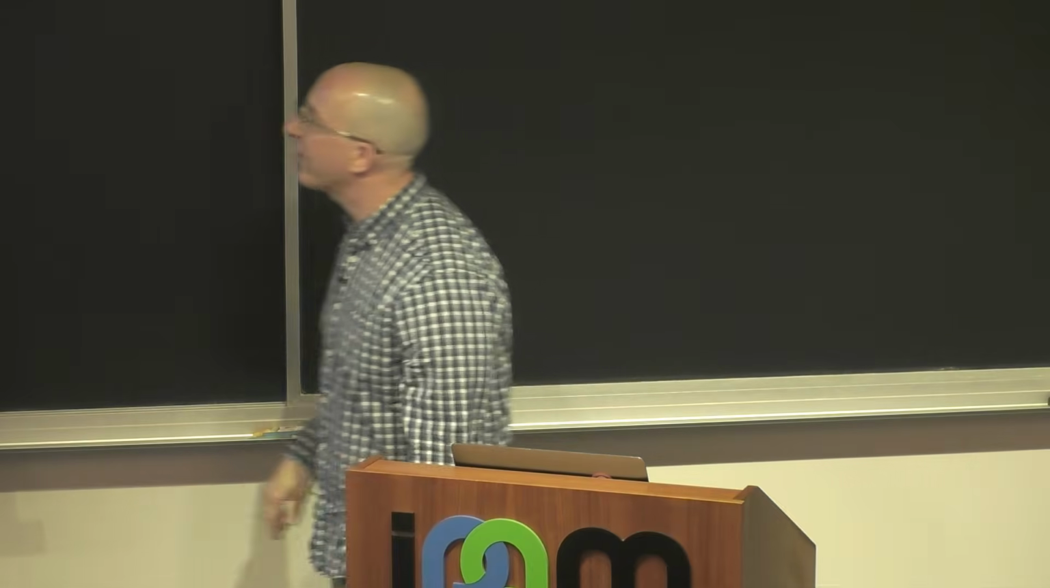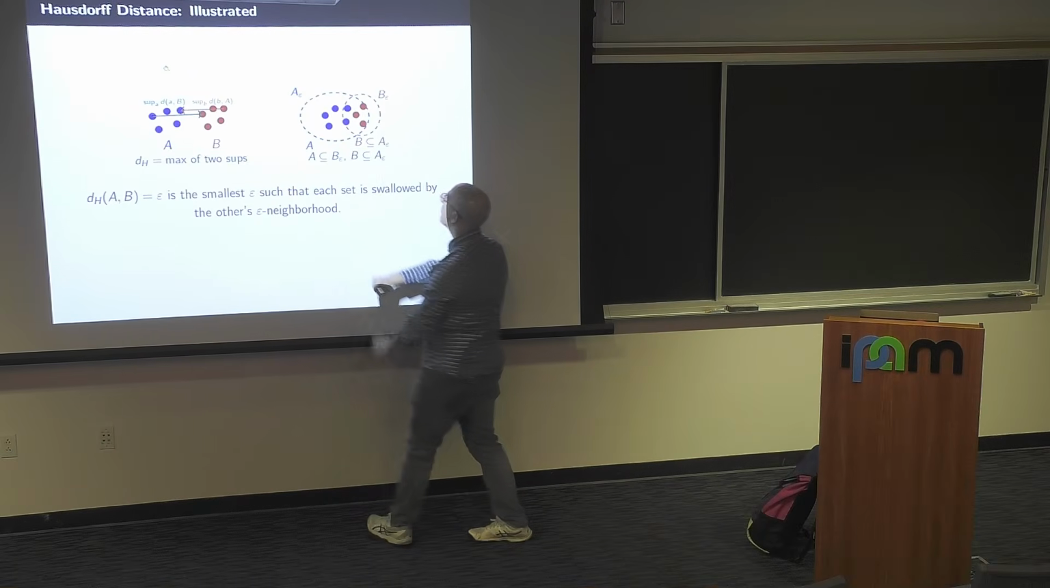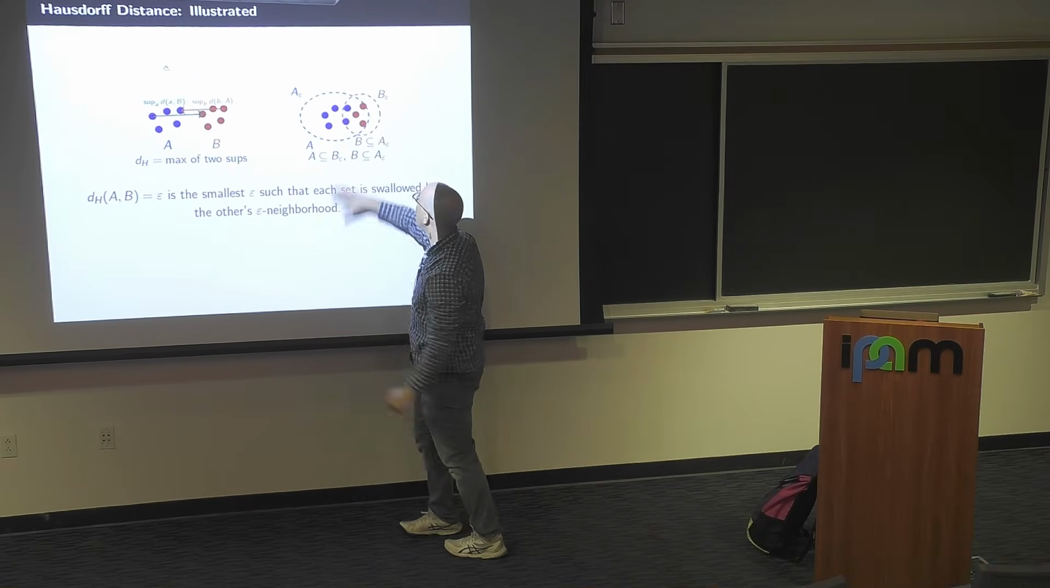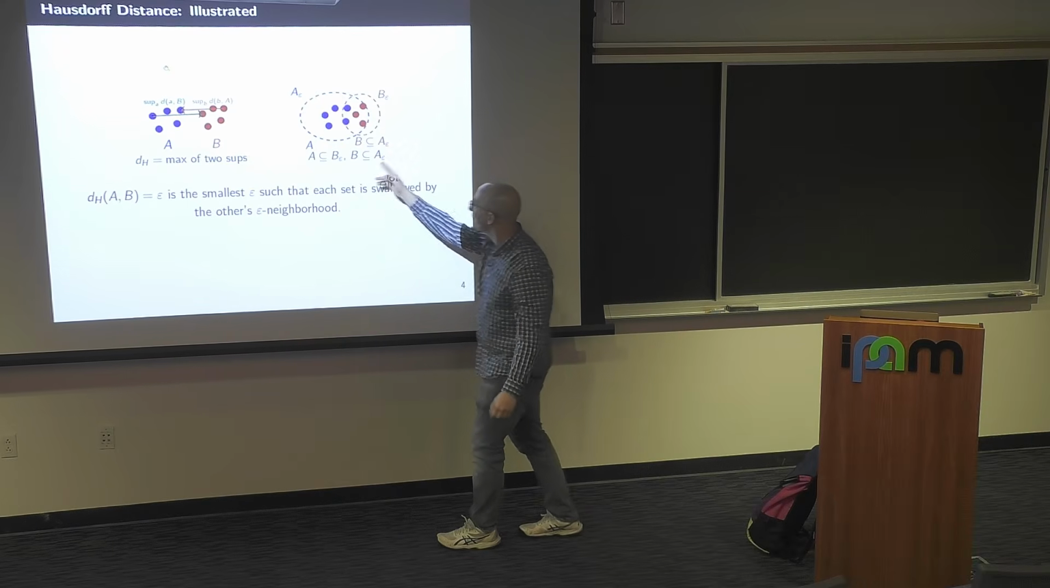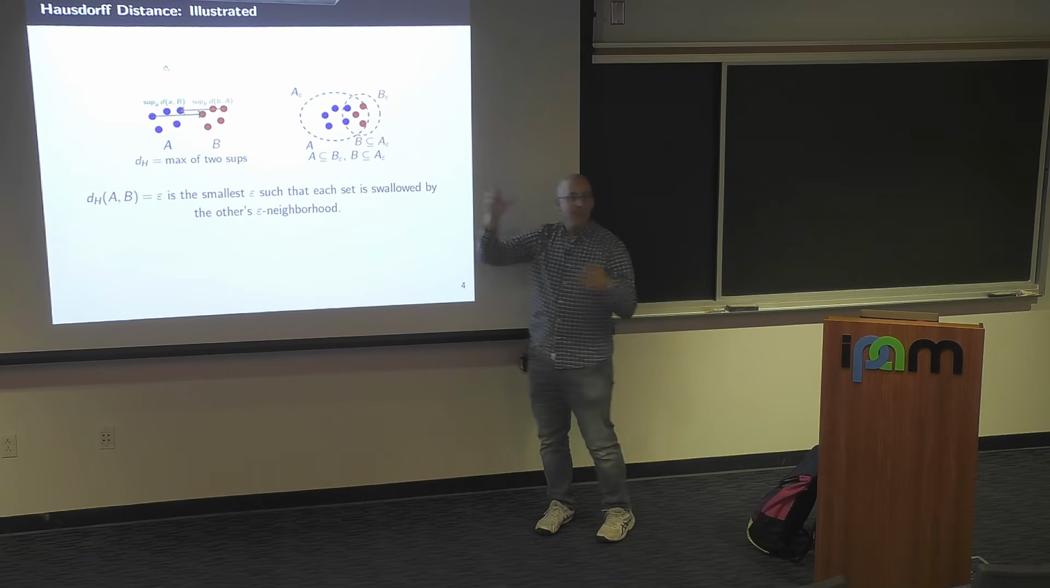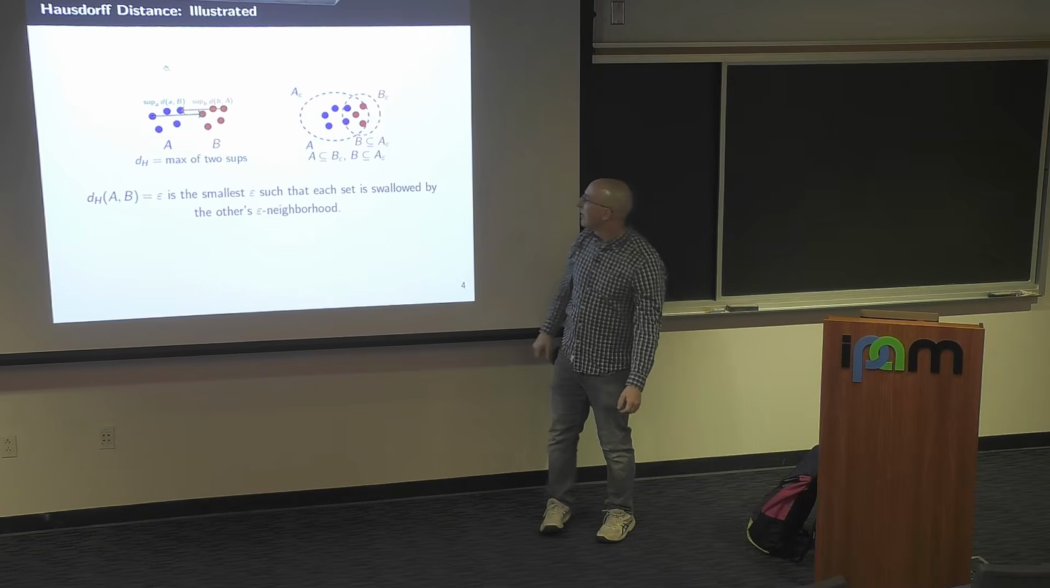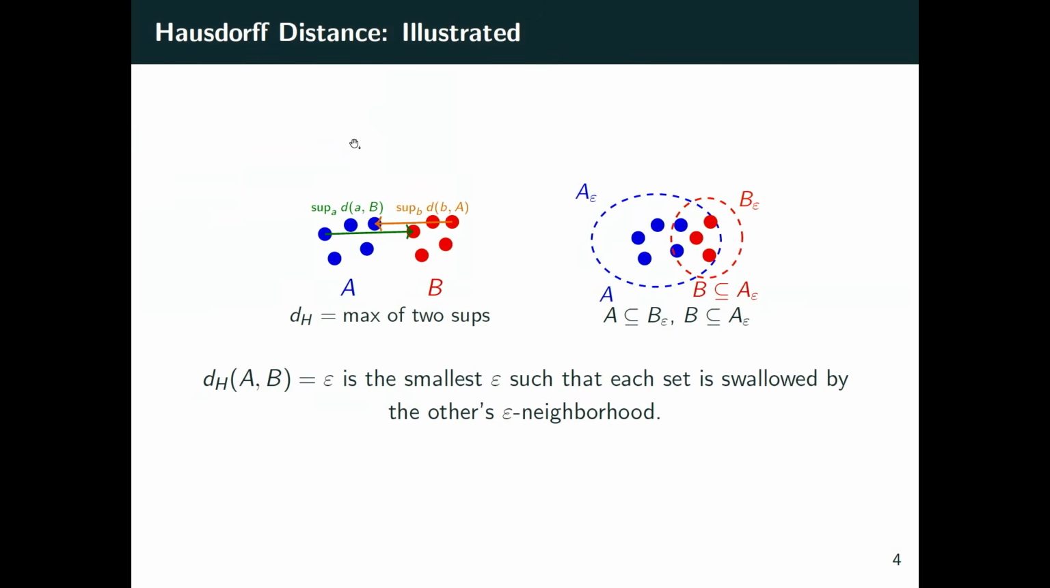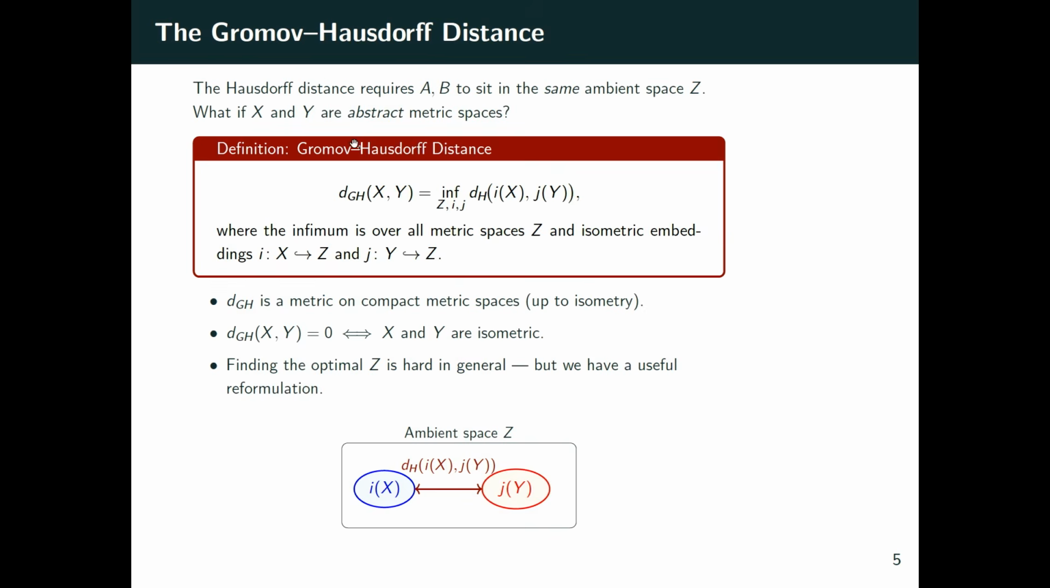So here's a picture of the Hausdorff distance. Here we're blowing up a ball, something around the blue points, and we're blowing up something around the red points, and they're supposed to engulf each other, and the smallest epsilon that does that, that's the Hausdorff distance. Now, that's good. And now we want to turn that into a metric on arbitrary metric spaces.